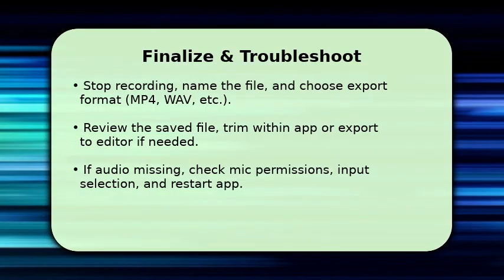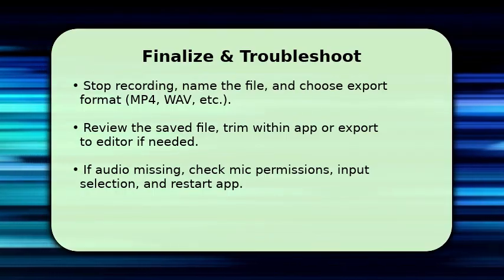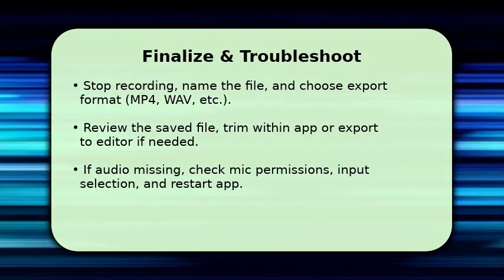This prevents wasted re-records. If something went wrong, say audio is missing, check mic permissions first, confirm the selected input device, and restart Glip Recorder. Those steps resolve most capture issues quickly.